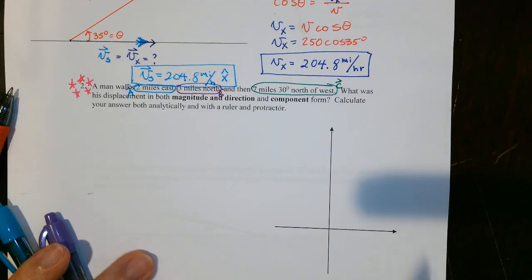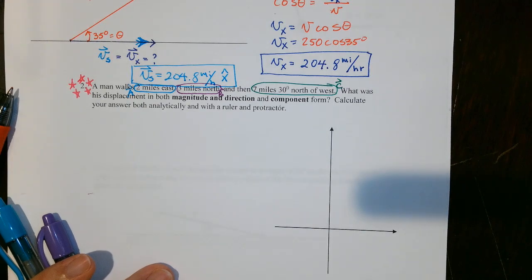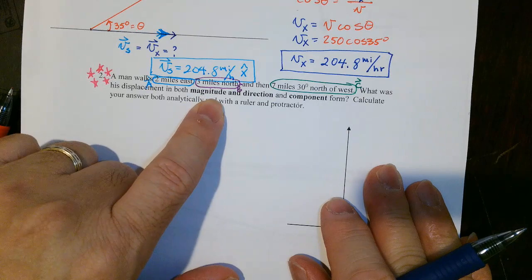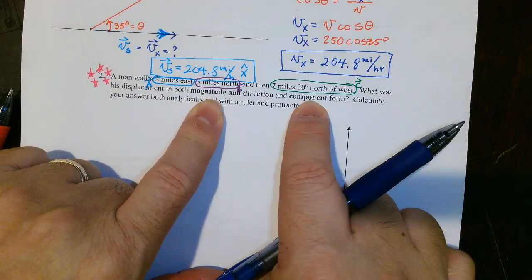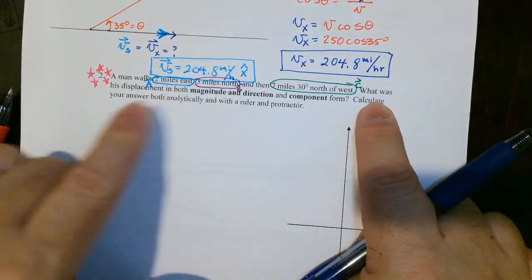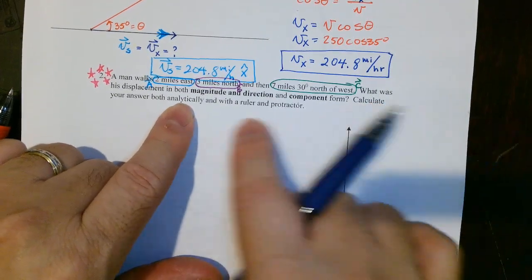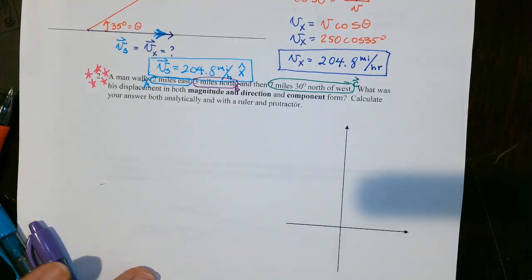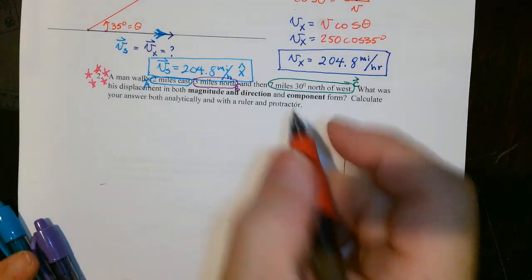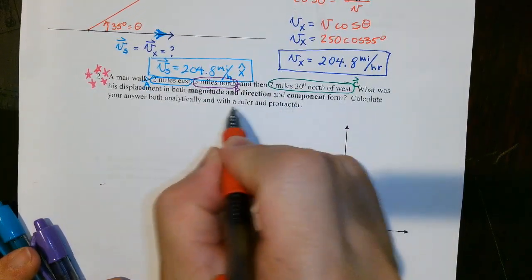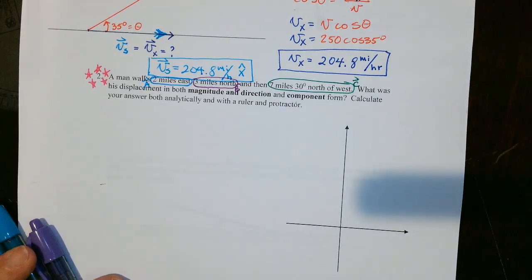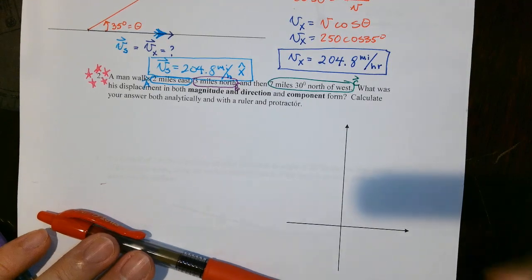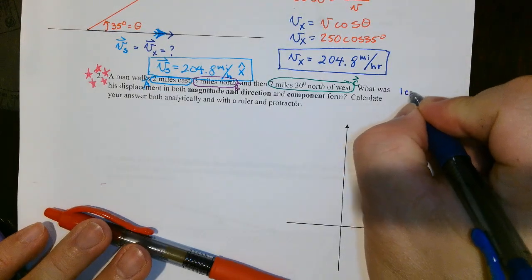So keep that in mind. That's very important. So what was his displacement, both magnitude and direction, and component form? Calculate your answer both analytically and with the ruler and protractor. Well, let's do this part first so we can actually visualize what he did. Okay, ruler and protractor. So I'm going to say 1 centimeter is equal to 1 mile.